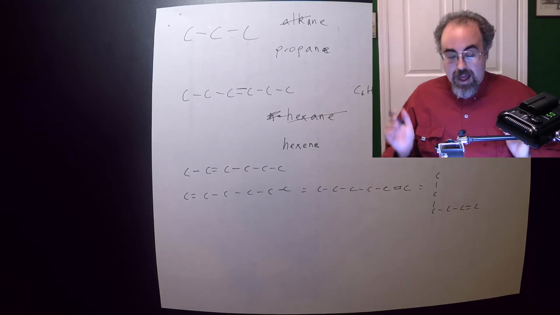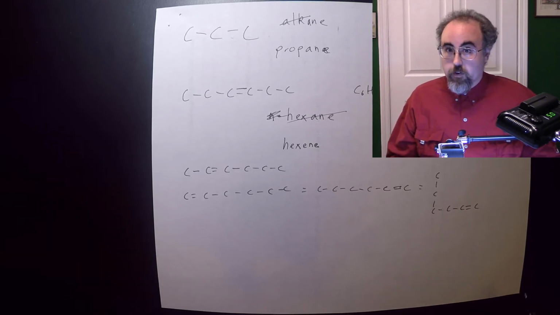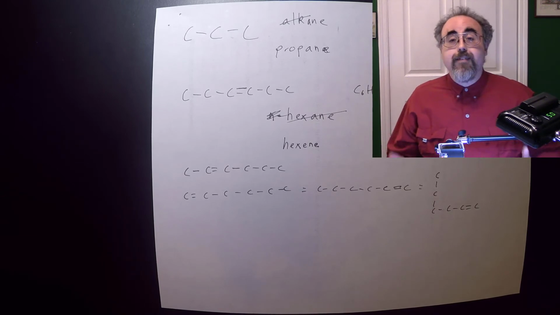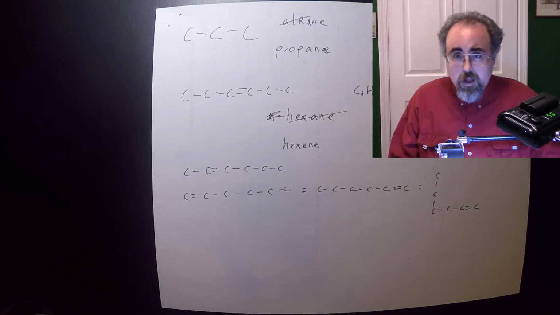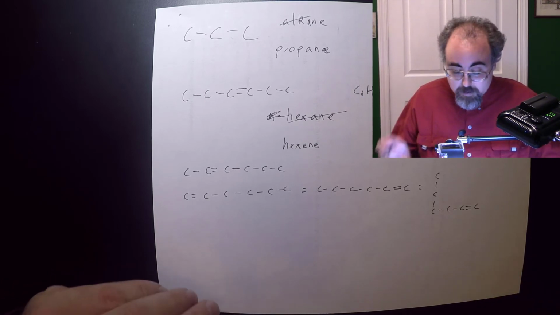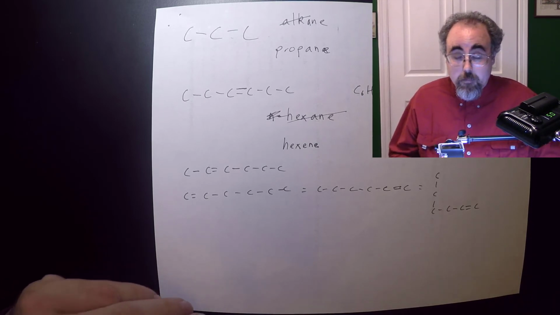Okay, but I have to name them because I still have 3 isomers. So how do I distinguish them? Well, I'm going to have to tell you where the double bond is, and there's actually 2 ways I can do it. For molecules that only really have 1 functional group, typically what we're going to do is simply slap a number in front of them.